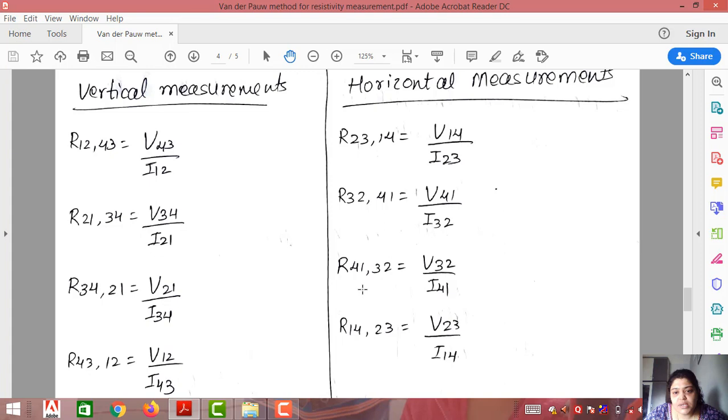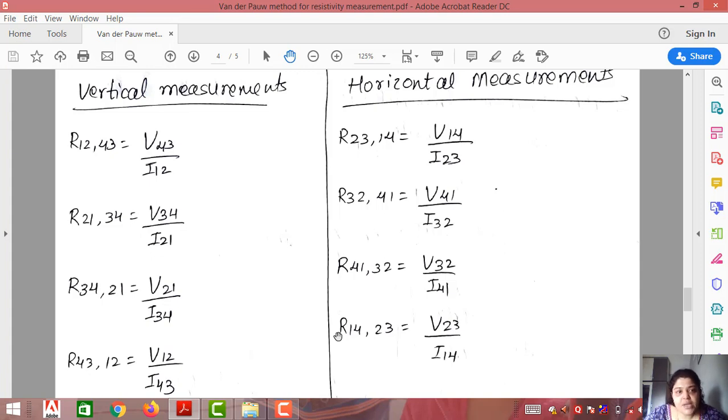Then what you do is you just switch over the arms. So R4132 is equal to V32 upon I41 and R1423 is equal to V23 upon I14. So total 4 vertical and 4 horizontal, 8 measurements are taken. Why are these 8 measurements taken? Just to achieve a higher accuracy.